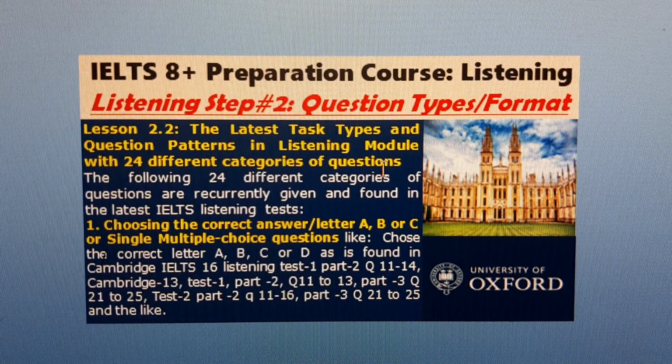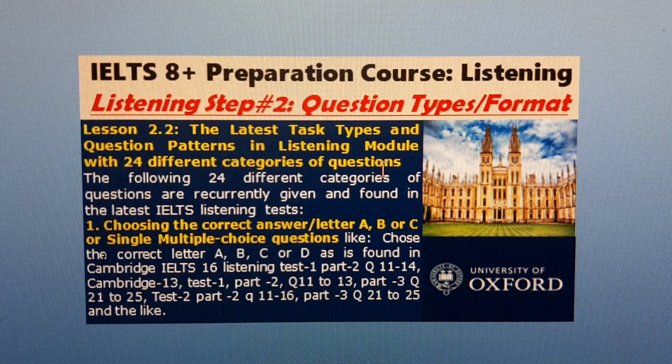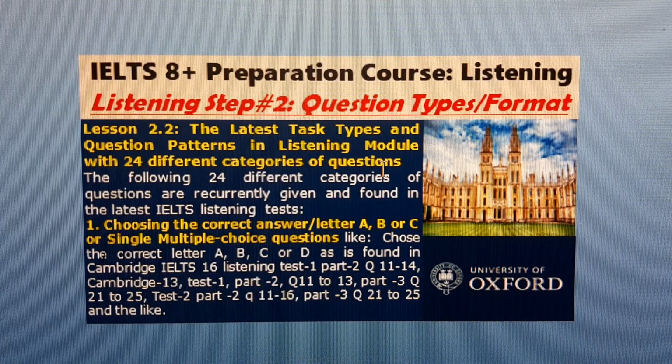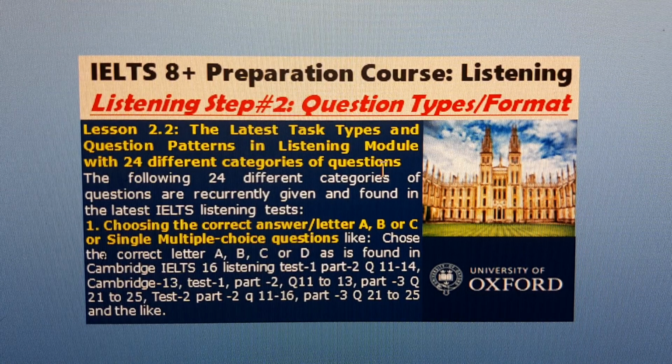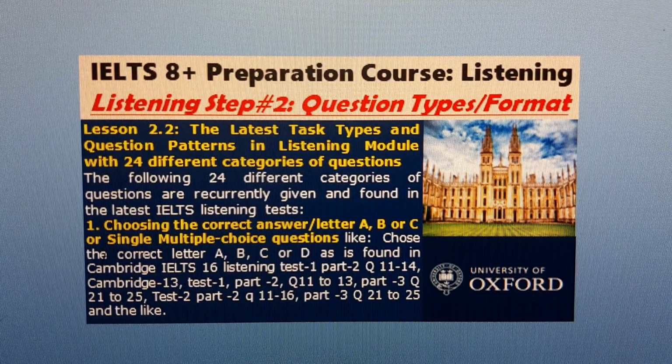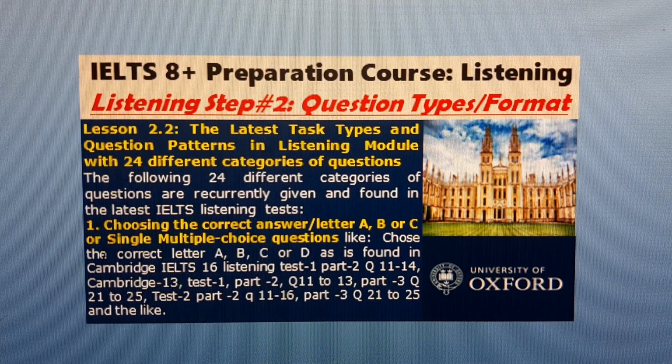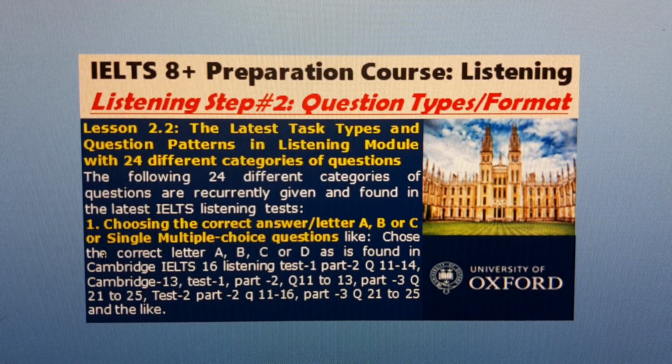IELTS listening question pattern type 1. Choosing the correct answer or letter A, B or C or single multiple choice question item. This type of question is presented in the test as choose the correct letter A, B, C or D.